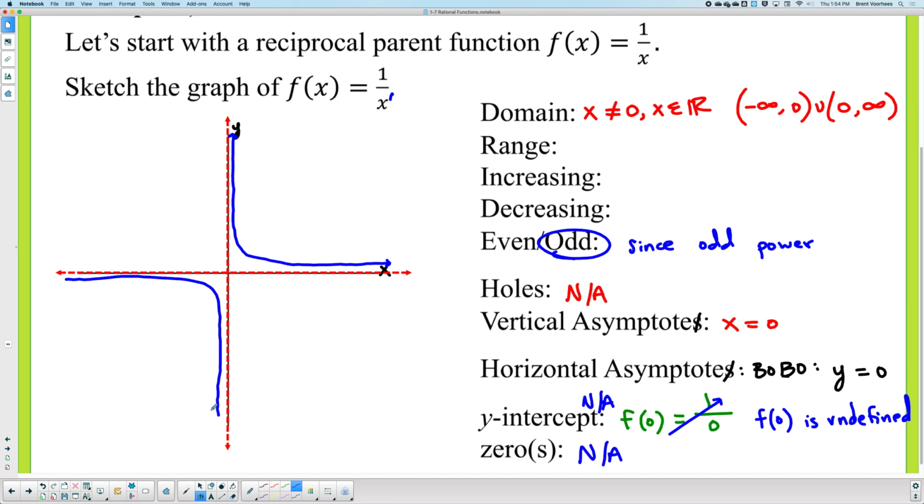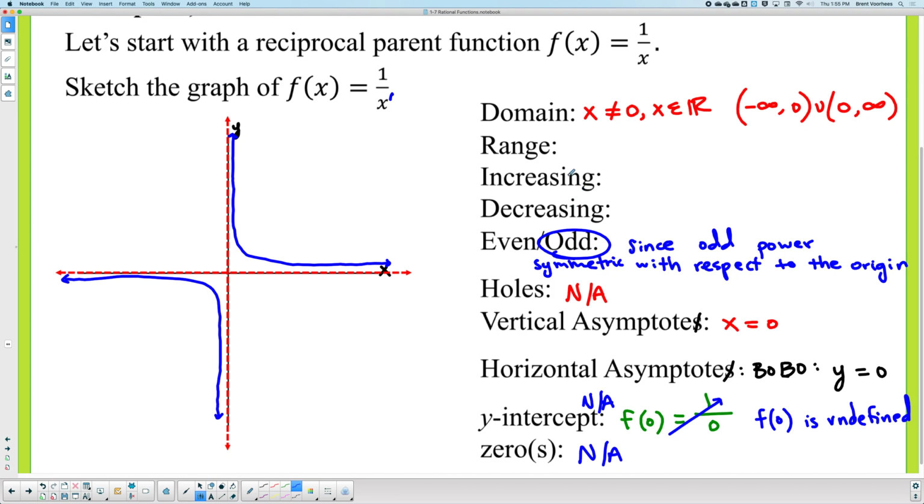You remember that. If you have an odd power, only odd powers, it'll reflect across the origin. Or you can say it's symmetric with the origin. Symmetric with respect to the origin. You could write it that way. Or you can just say it's an odd function, which is a lot easier to say.